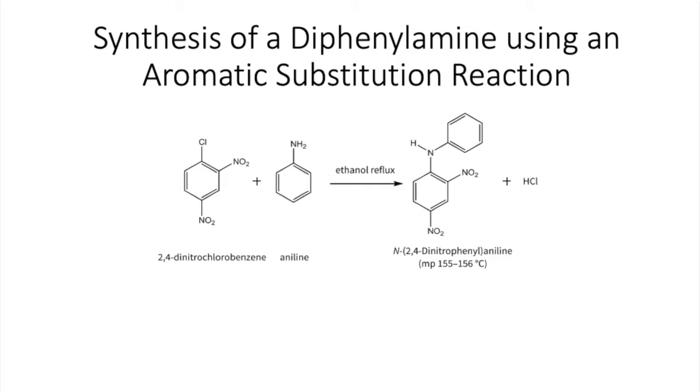This week we'll be going over the synthesis of a diphenylamine. Specifically, we'll be looking at 2,4-dinitrochlorobenzene and aniline in order to form N,2,4-dinitrophenylaniline. So a little bit about the relevance of this week's experiment.